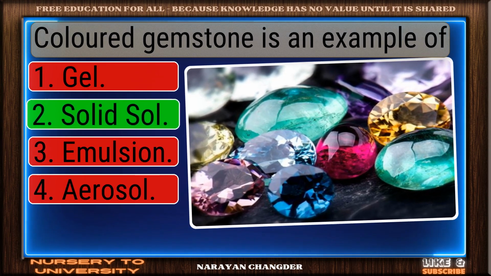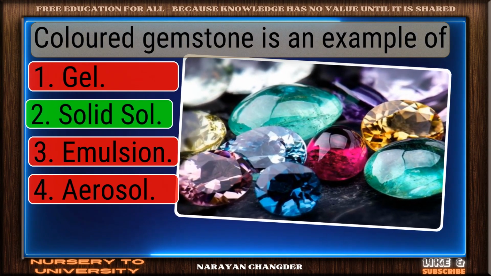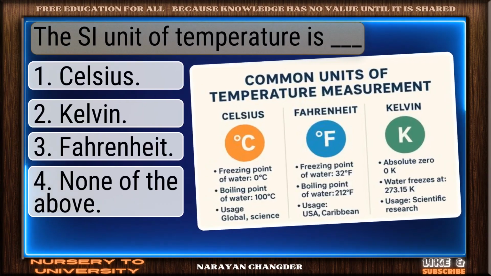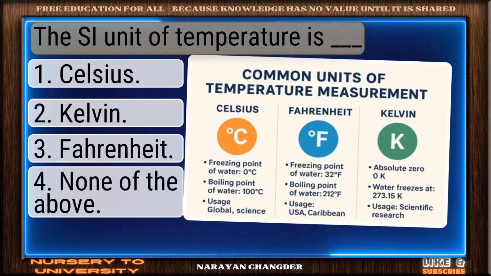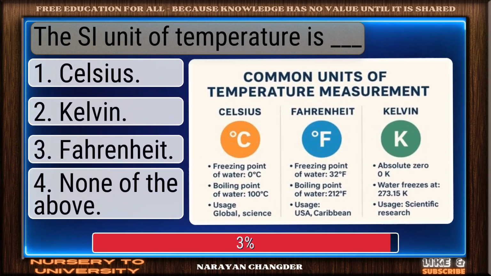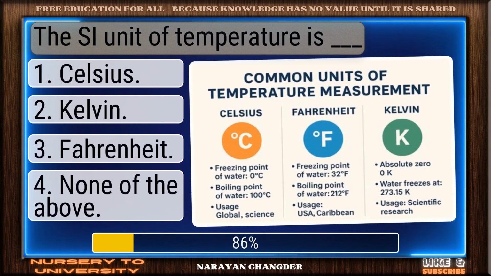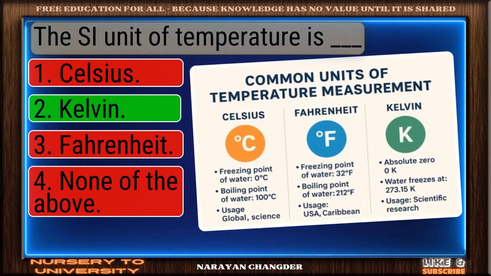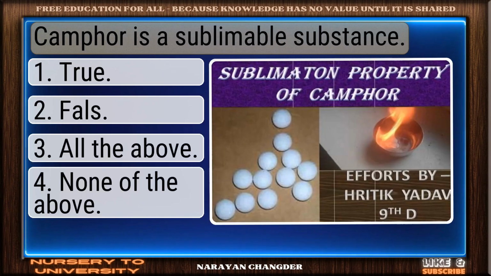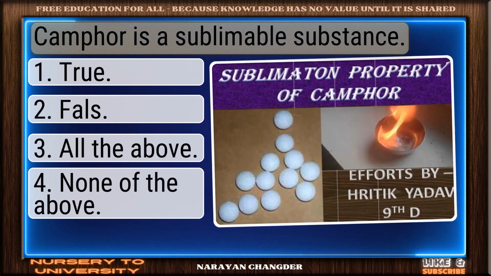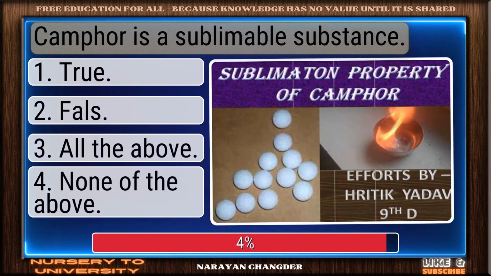Nice work. You chose solid sol, and it is correct. Question number 252. The SI unit of temperature is dash. Nicely done. Kelvin is a solid answer. Question number 253. Camphor is a sublimable substance.